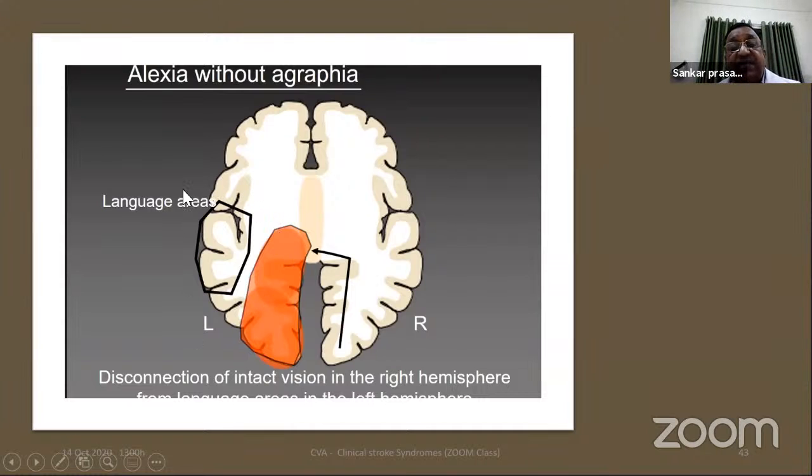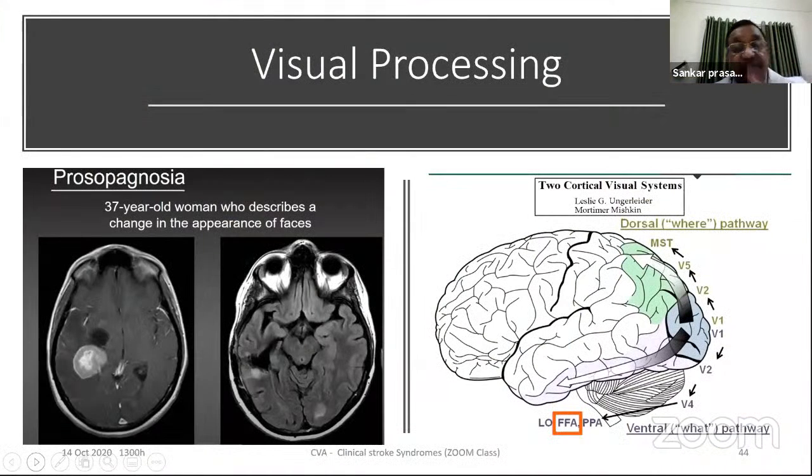One of the interesting observations: if a person is not able to read but he can write, that is because reading requires visual input. Writing doesn't require it. Writing is inherent. You are thinking and writing. Whereas reading, you have to read and transfer that onto the dominant hemisphere. Here there is a damage. So this is alexia without agraphia. So the visual processing is very, very important.